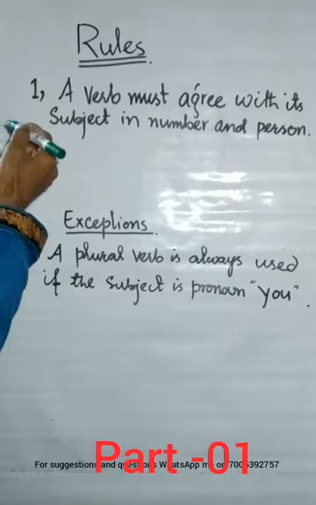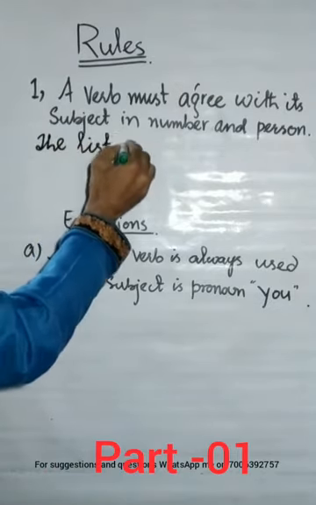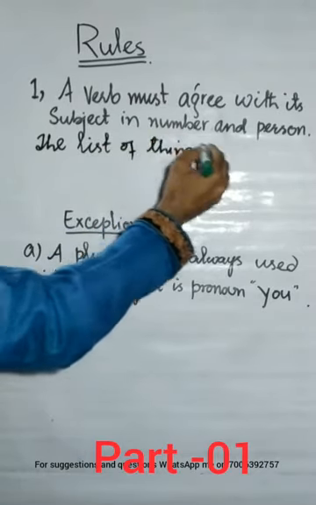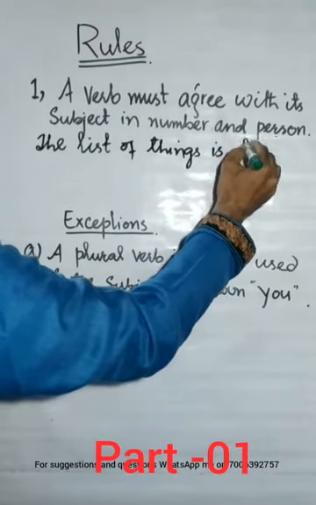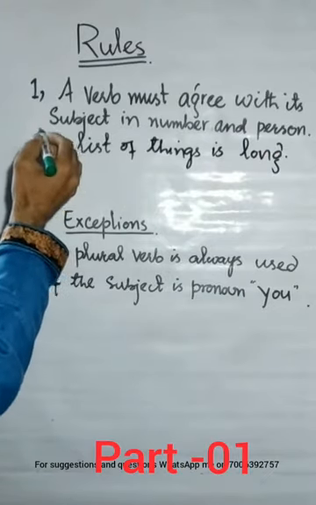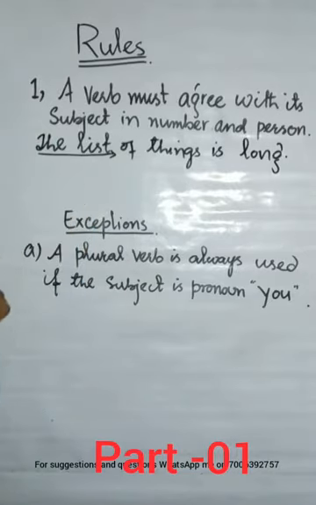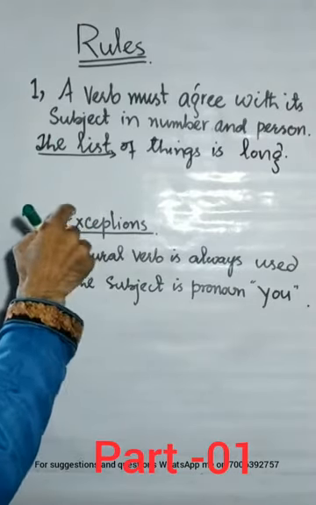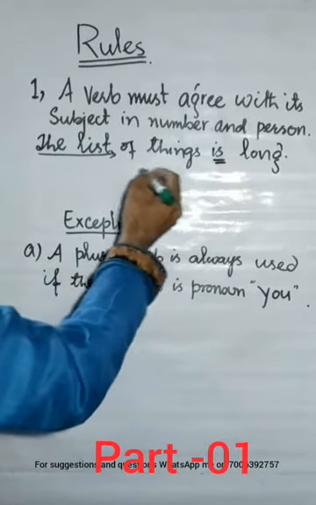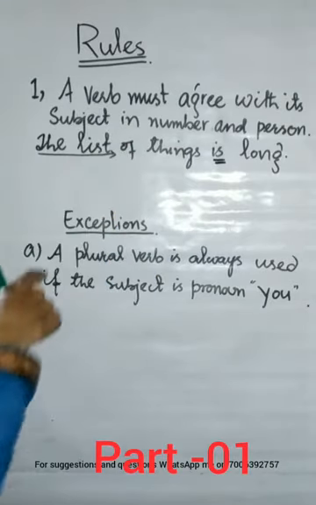For example, the list of things is long. Here in this sentence, the subject is the list. The list is singular subject, and we must use singular verb in front of it. Here is is singular verb, so we have to use singular verb in front of singular subject.